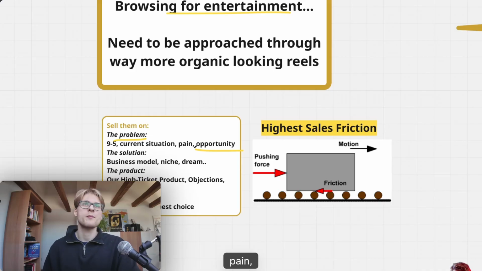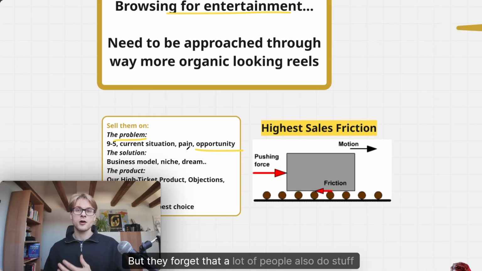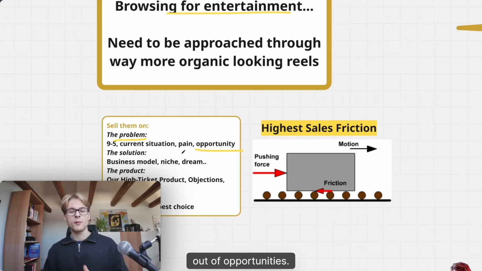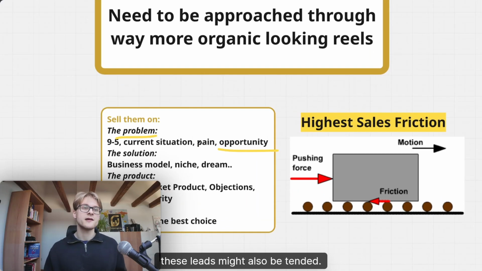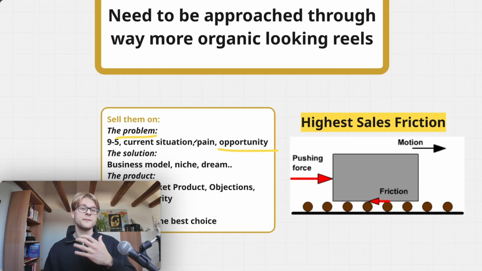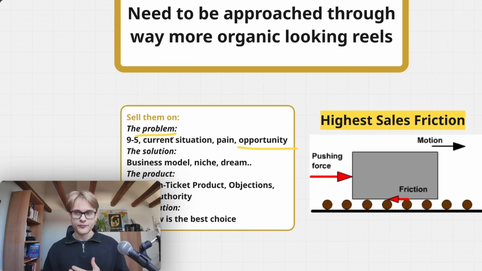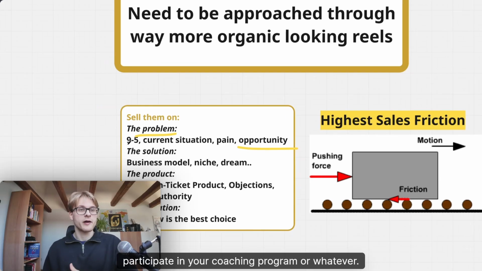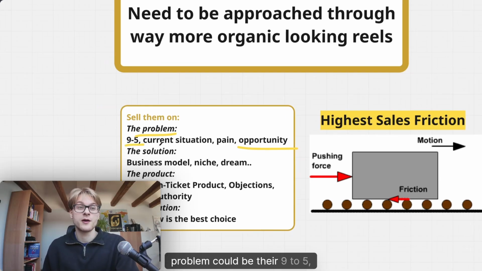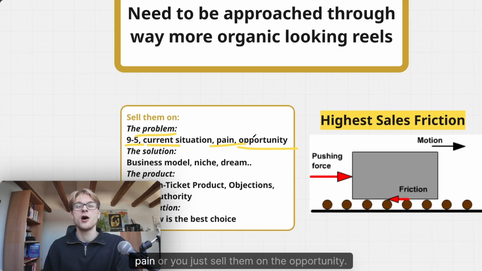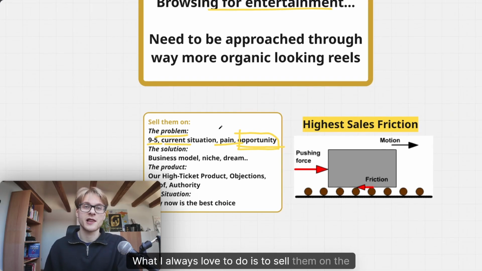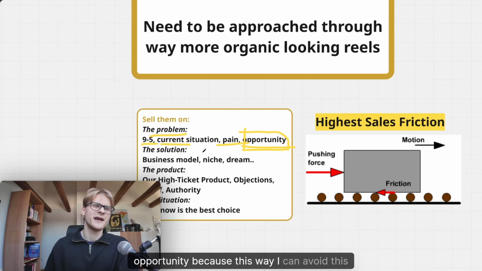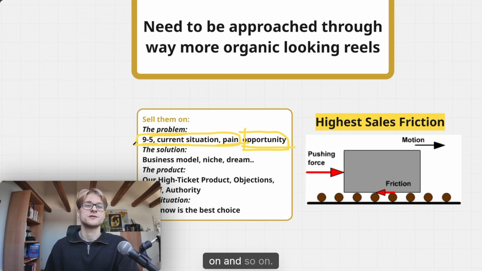People always say problem, pain, but they forget that a lot of people also do stuff out of opportunities. So if there is a big opportunity, these leads might also be willing to participate in your coaching program or whatever, right? So for example, it could be their 9 to 5, their current situation, pain, or you just sell them on the opportunity. What I always love to do is to sell them on the opportunity, because this way I can avoid this weird 9 to 5 talk and pain talk and so on.